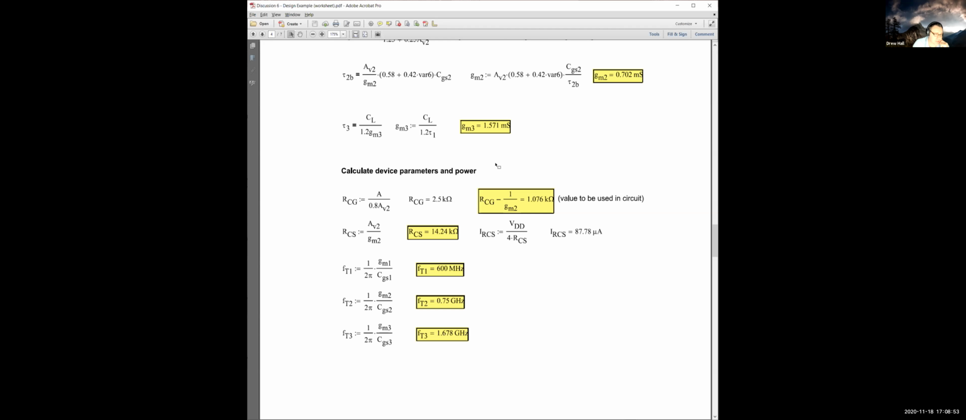Now that I have all of the GMs, I can calculate the total RCG that I need in order to meet the gain spec. I can calculate the resistor value of the second stage. And now I basically sized all of my transistors at this point. So I can go in and I can calculate the FT. And what I'm using the FT for here, again, is not that FT is particularly important in the circuit. I'm trying to get a sense of how hard these various transistors are working.